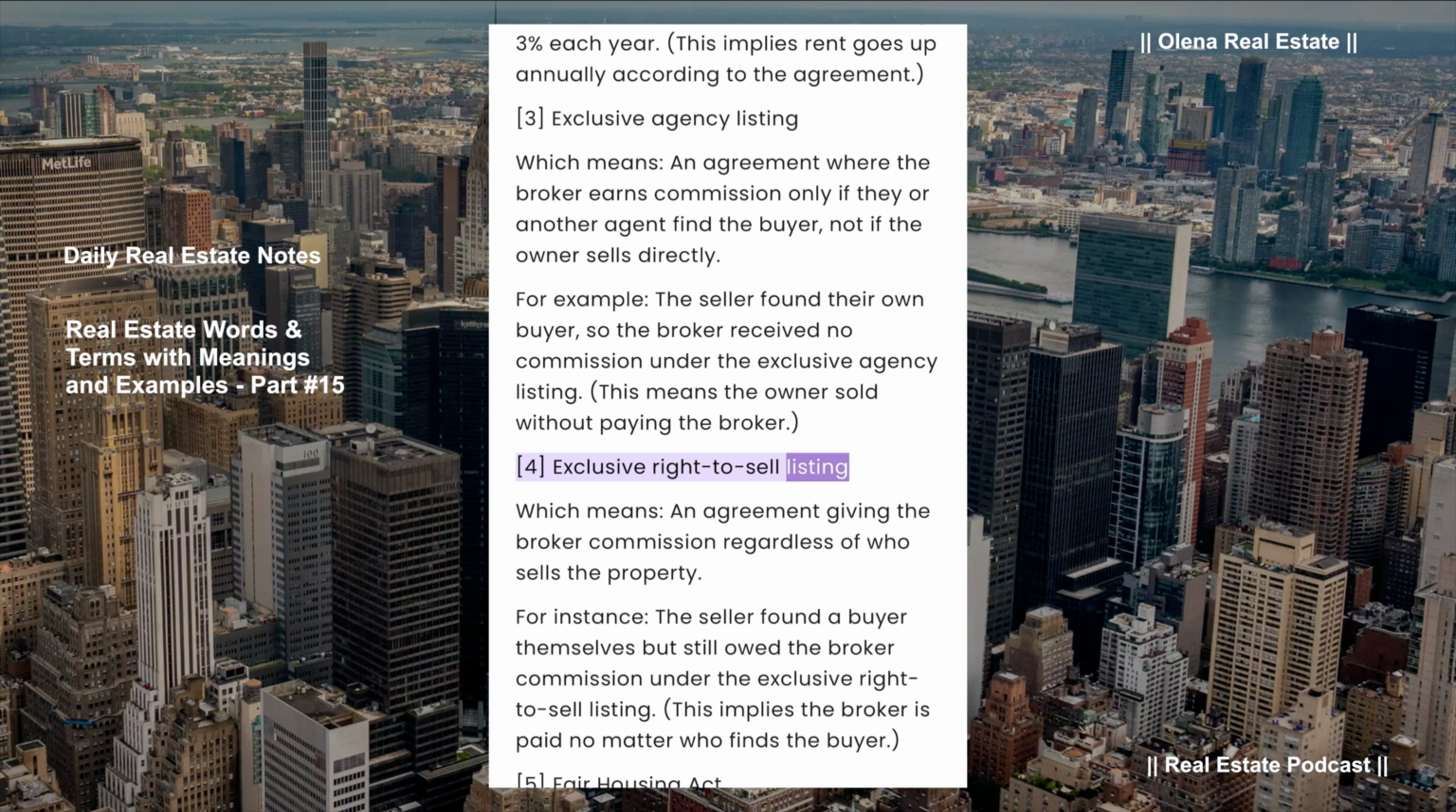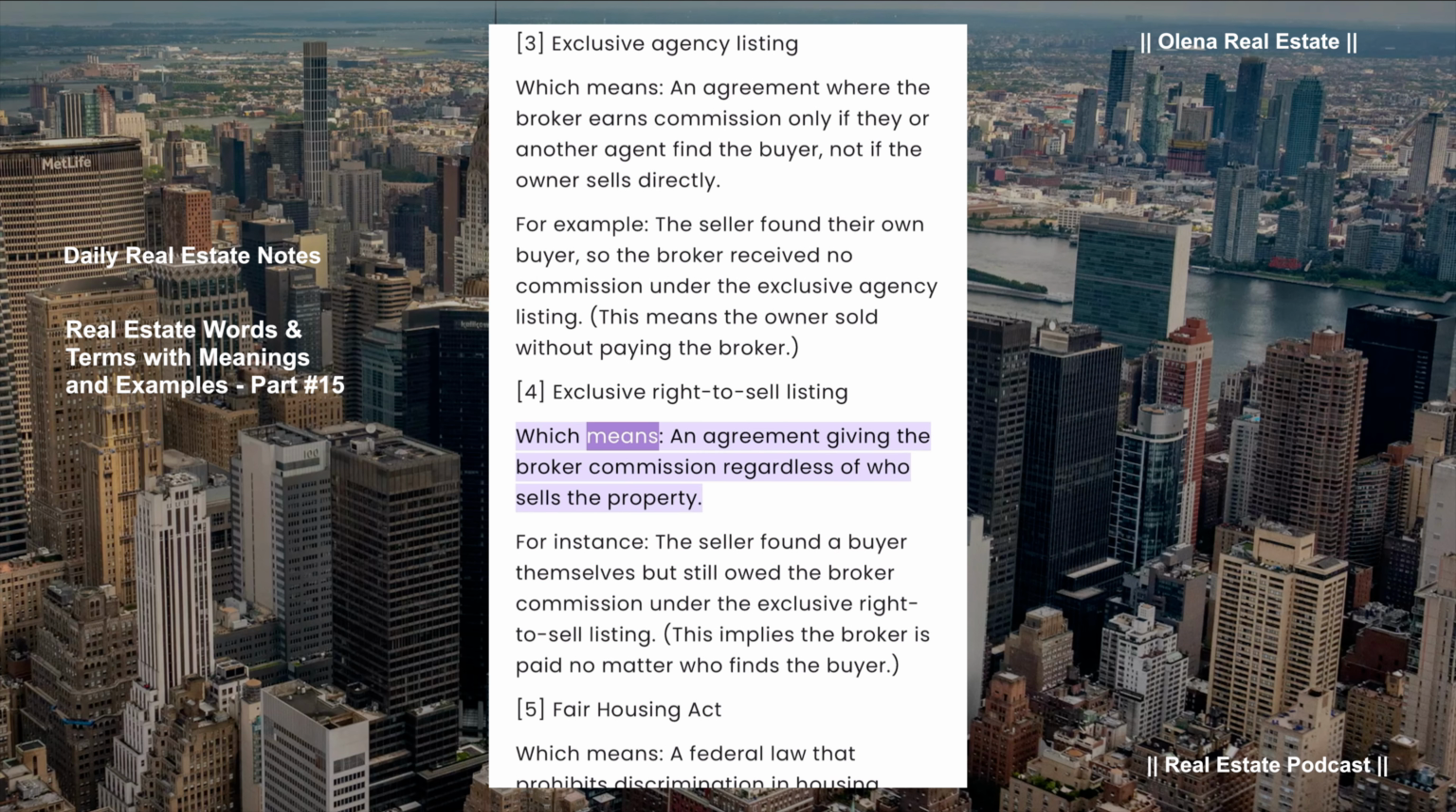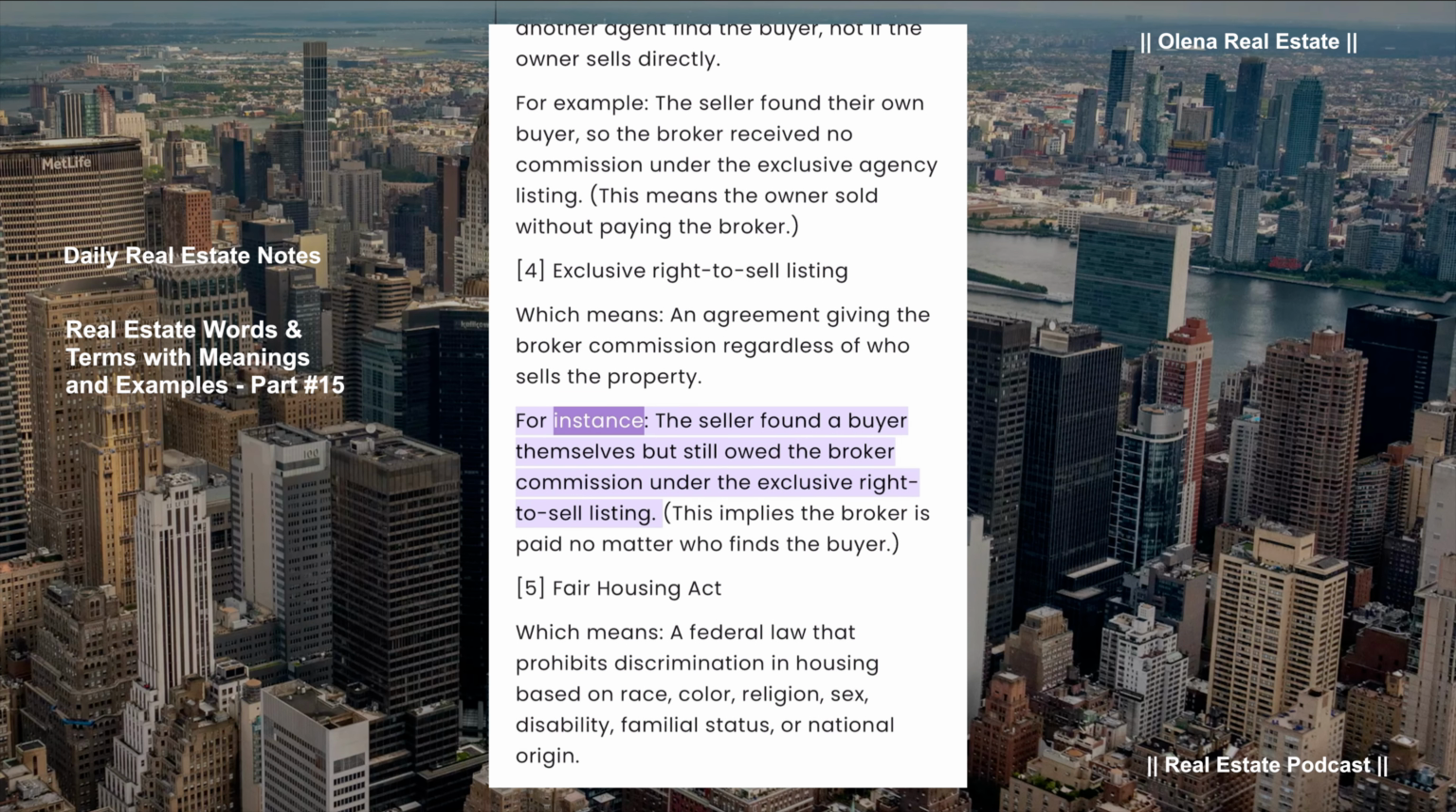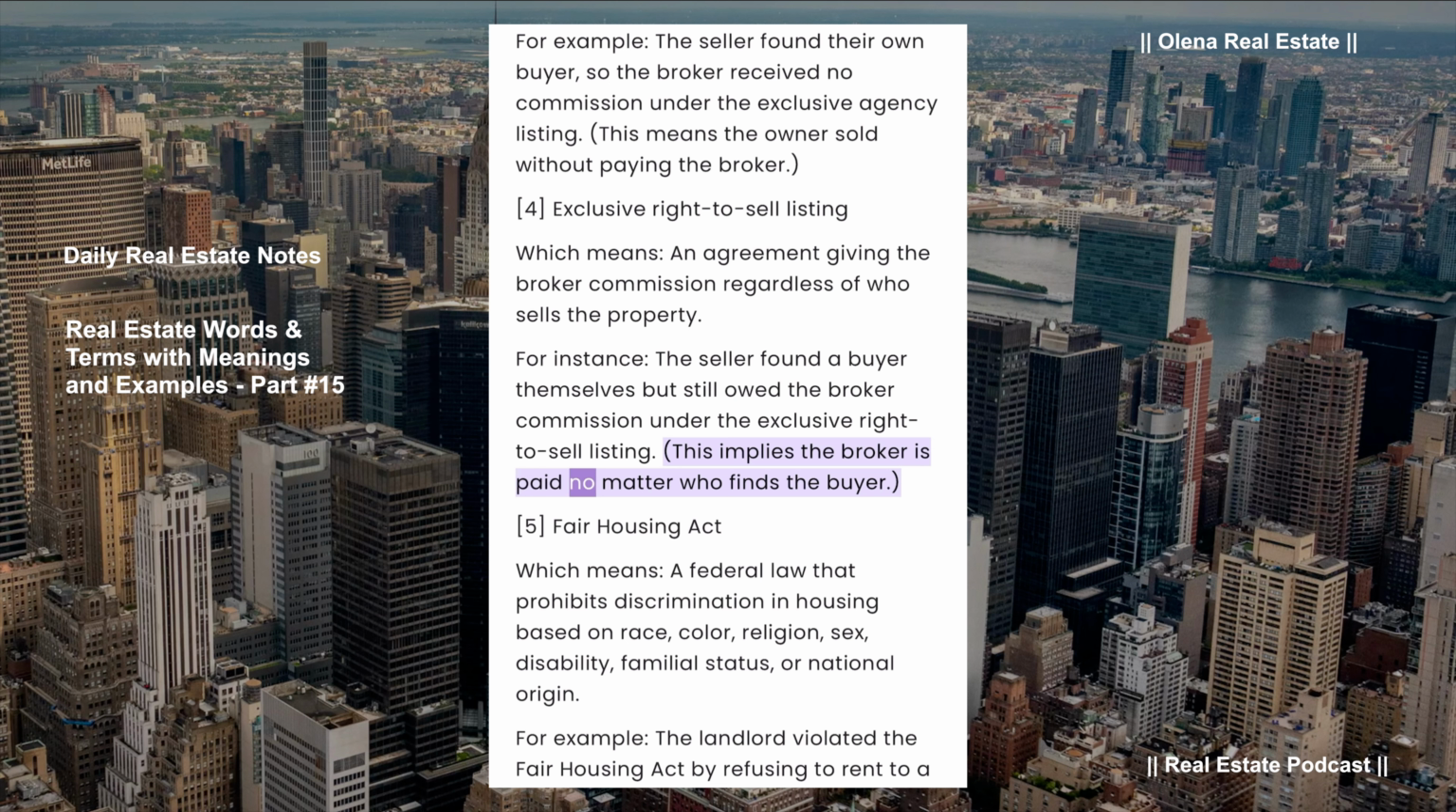Exclusive right to sell listing, which means an agreement giving the broker commission regardless of who sells the property. For instance, the seller found a buyer themselves but still owed the broker commission under the exclusive right to sell listing. This implies the broker is paid no matter who finds the buyer.